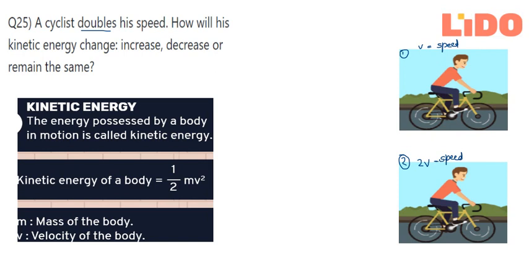So a cyclist doubles his speed, then how will his kinetic energy change? So we have to see what will happen to the kinetic energy, whether it will increase, whether it will decrease, or whether it will remain the same, right?